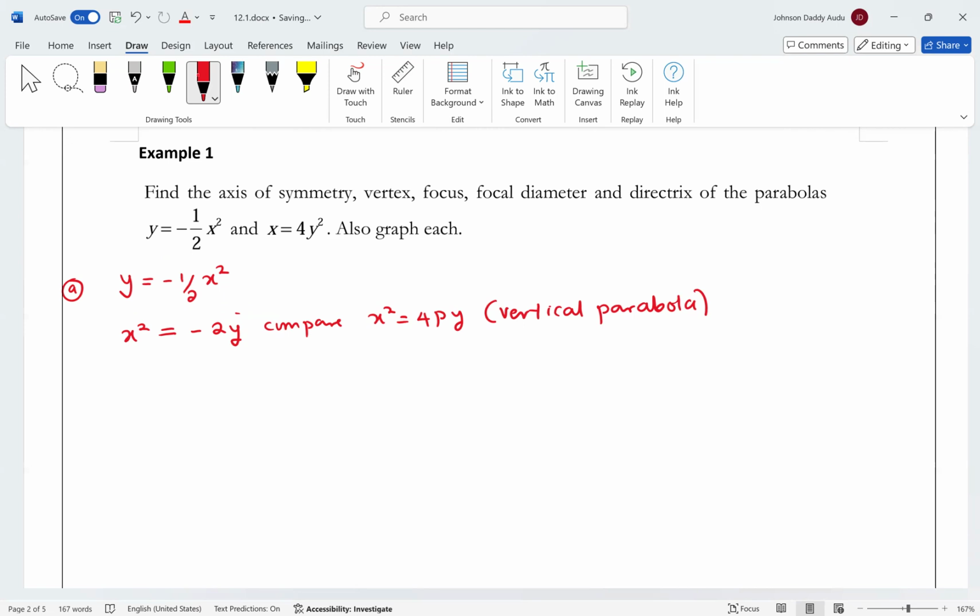And now you can just equate these two. If you compare with these, we will have that 4p equals minus 2. And that means that p equals minus 2 over 4. So p is minus half. And now that is less than 0, right? And what does that mean? It means it's going to be an open down parabola.